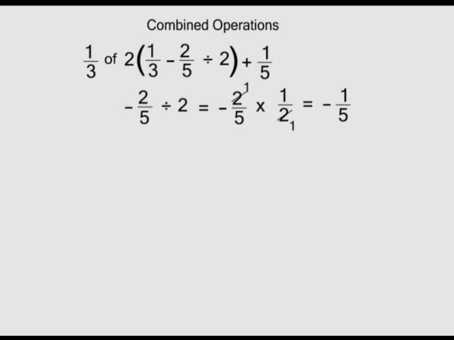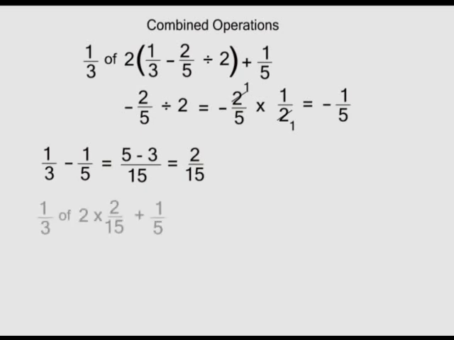Whether you put the negative sign in front of 1 or 5 or just in front of the entire fraction doesn't make any difference. We are not done with what is inside the bracket, so we shall move to subtraction. 1 over 3 minus 1 over 5 gives us 2 over 15. So now we have 1 over 3 of 2 times 2 over 15 plus 1 over 5. Now we go to "of", which is simply multiplication.